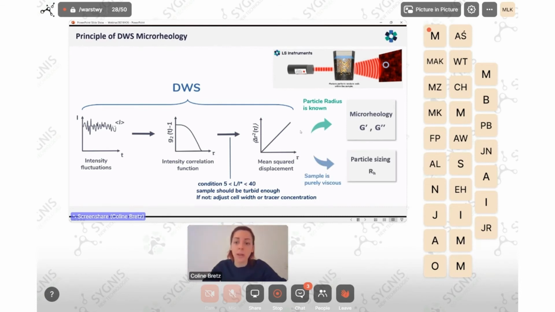It's also possible, if your sample is purely viscous, if there is no elasticity, to do particle sizing with DWS, but this will be done on a somewhat restricted range from 100 nanometers to about 1 micron. In comparison, in DLS, we're investigating sizes between fractions of a nanometer to about 5 microns. So this is the main difference in particle sizing. In DLS, you look at a broader size range. But it's useful to have a device that can do two-in-one analysis, especially when you look at emulsions, for example.